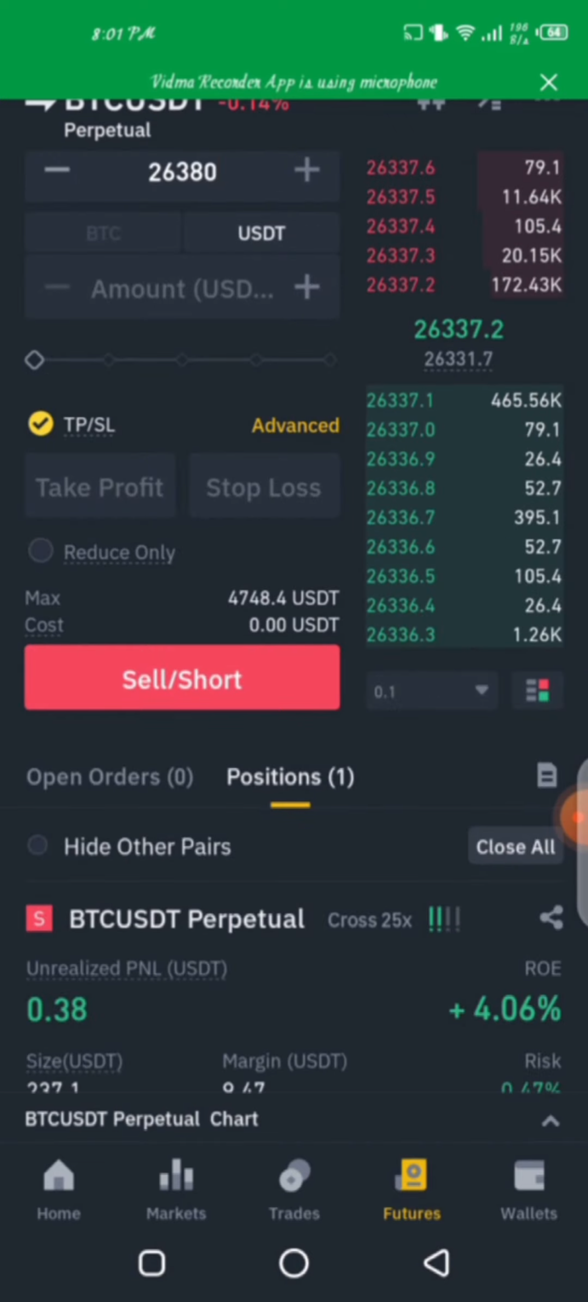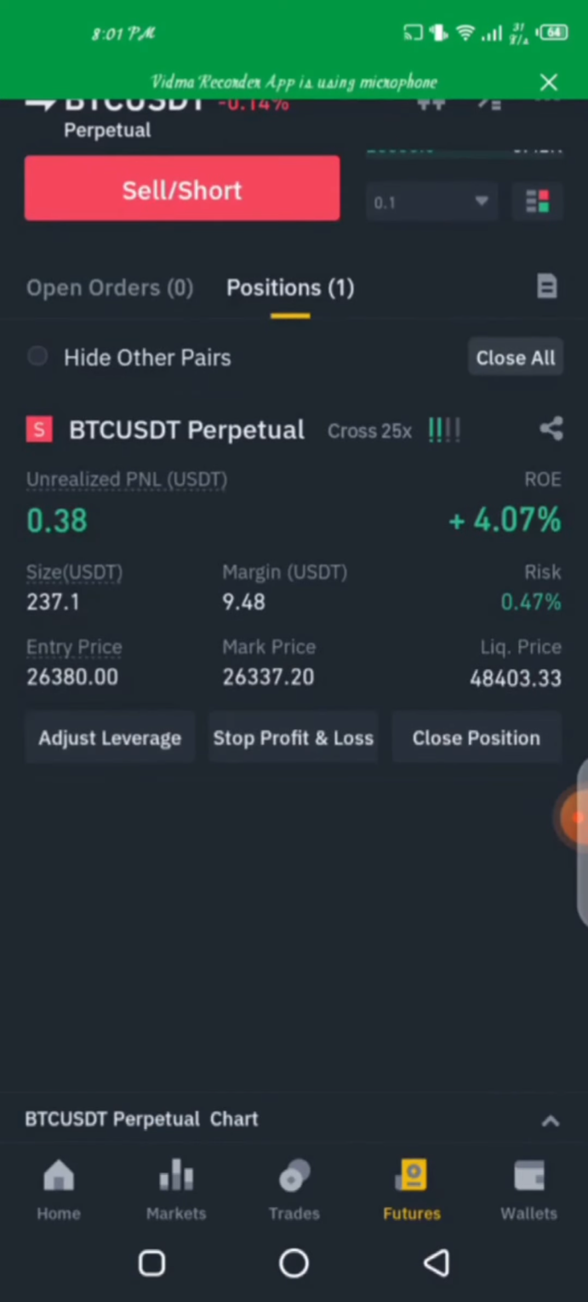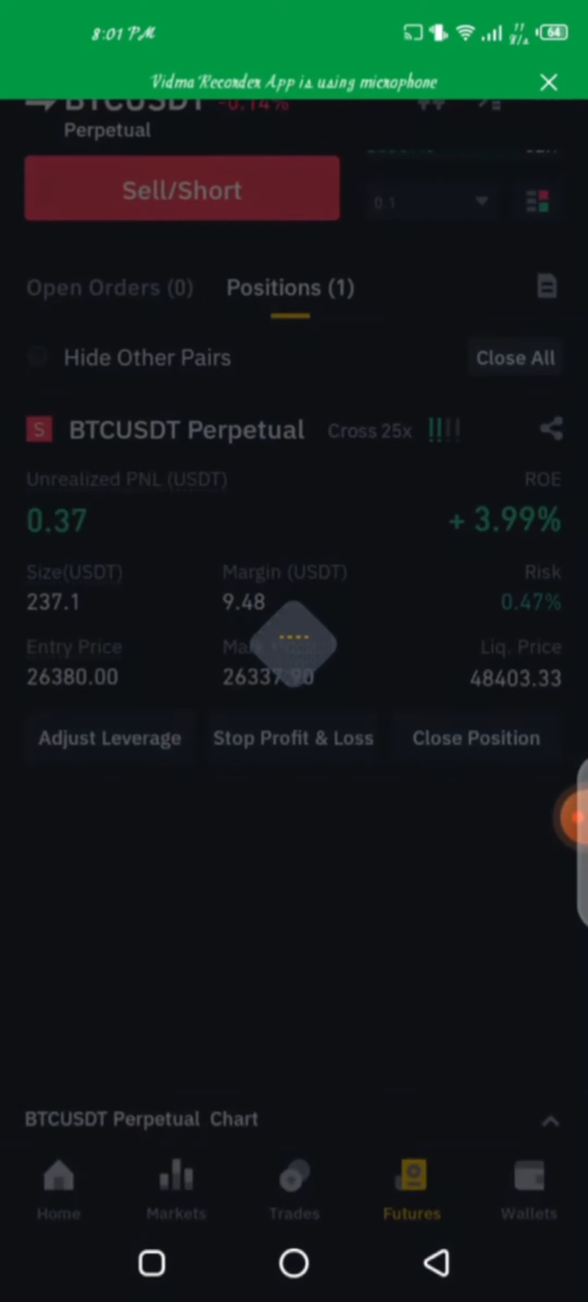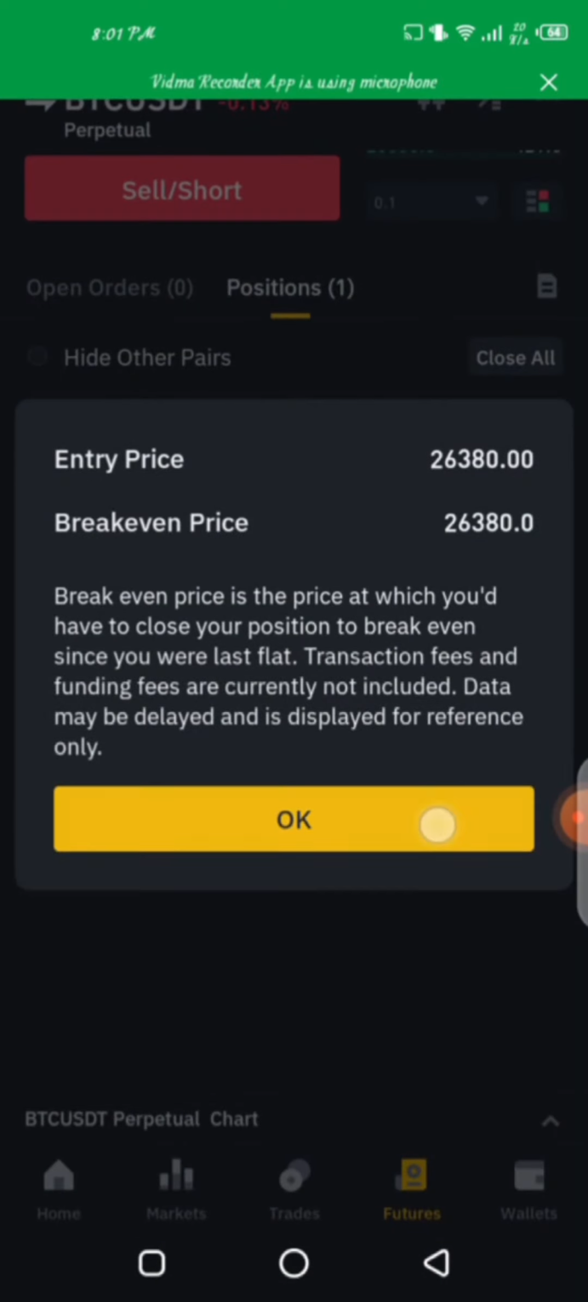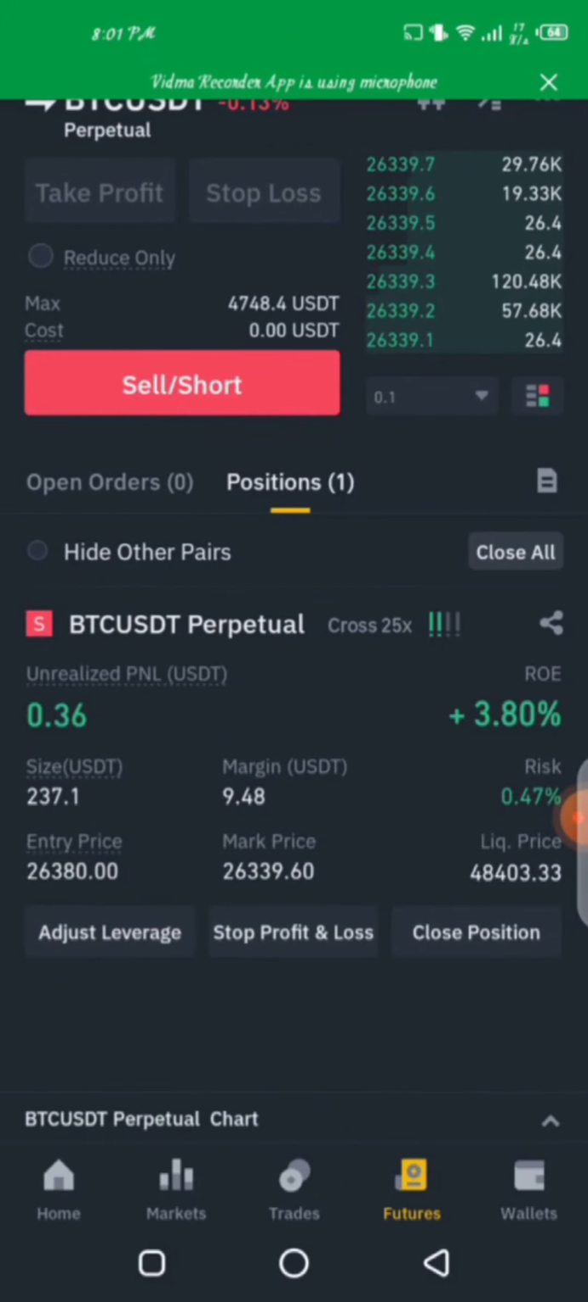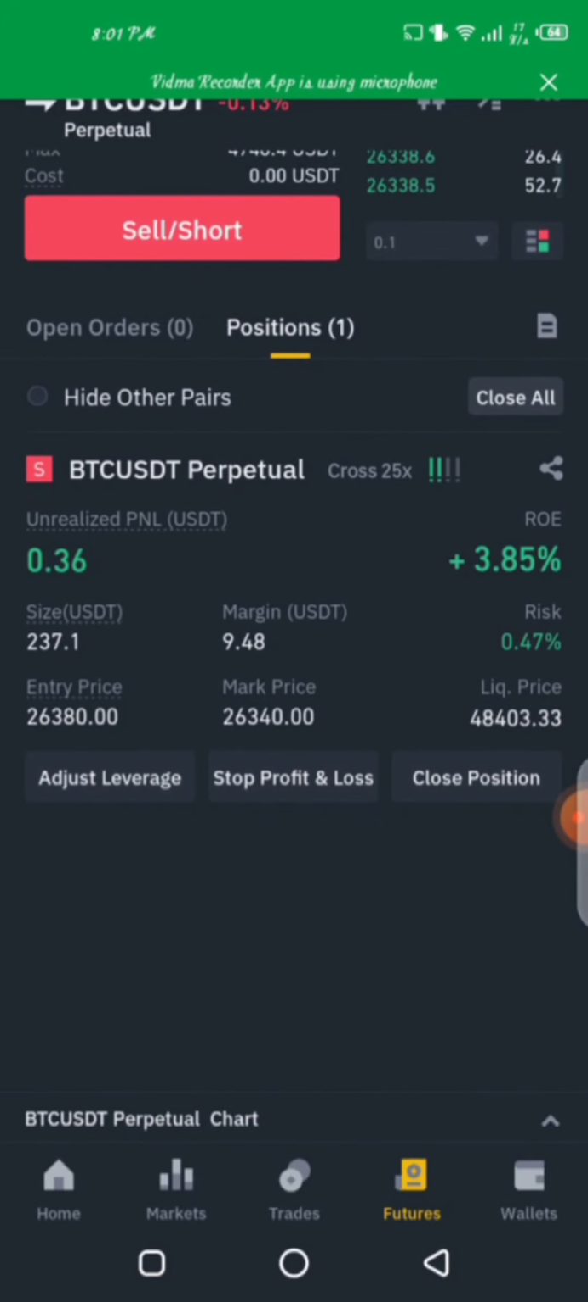So let's say, for instance, now this is the signal. If you watch, here, this is the entry price. That is my entry price. I entered the market at 26,380. If you watch, I'm at 36 cents profit. The money I used in taking this trade is about 9.48, that is the margin. The current market price is 26,340, which makes me, I'm at this percentage and this profit.